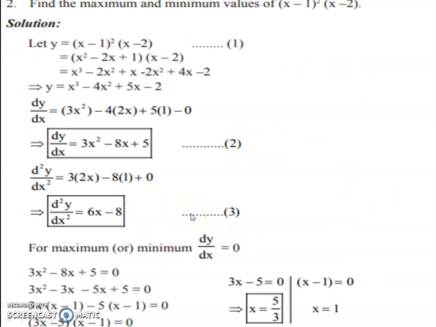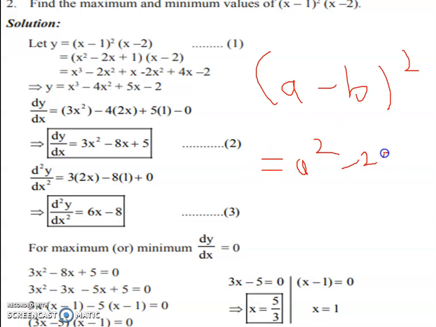Find the maximum and minimum values of x minus 1 bracket square into x minus 2. It is not in a linear way, so we have to simplify the bracket expansion. We know that a minus b bracket square is what? Let us start with our formula. A minus b bracket square is a square minus 2ab plus b square. We put the value of a as x, b as 1. So x square minus 2x plus 1.